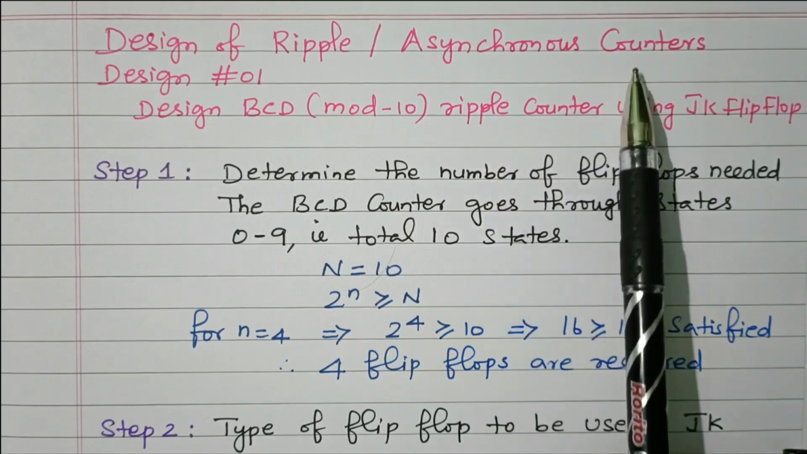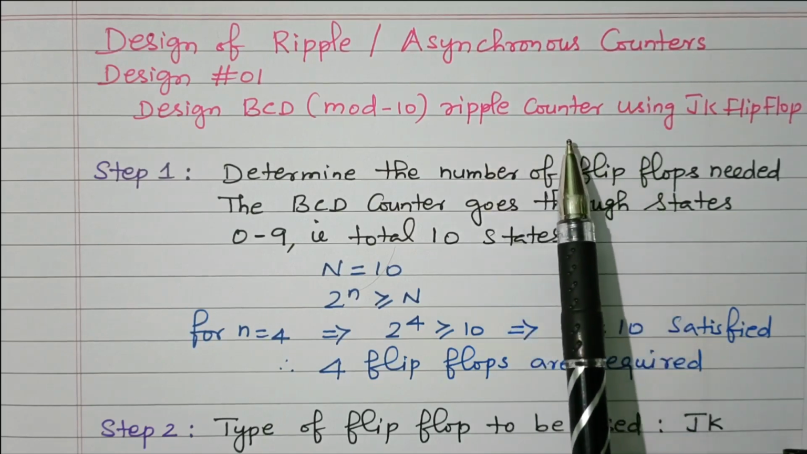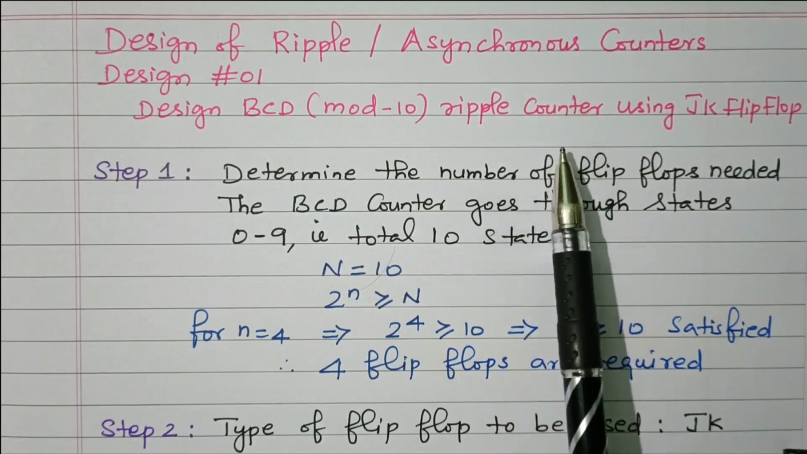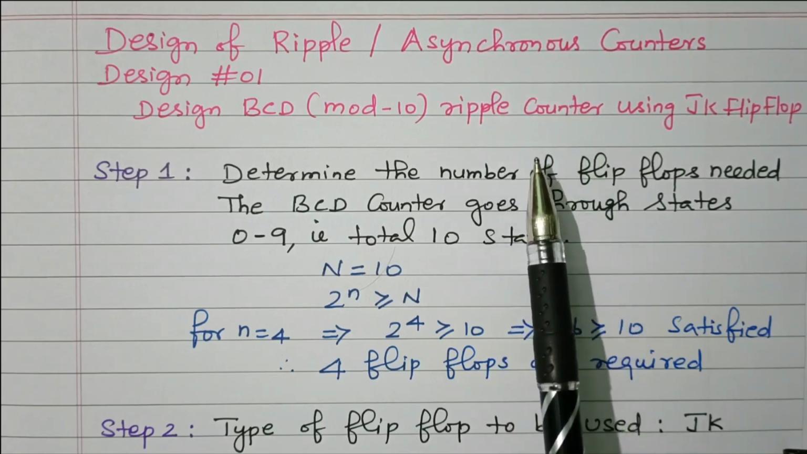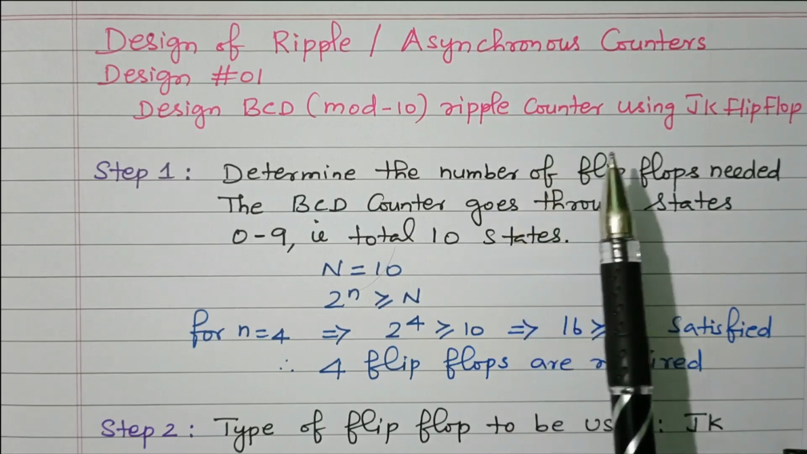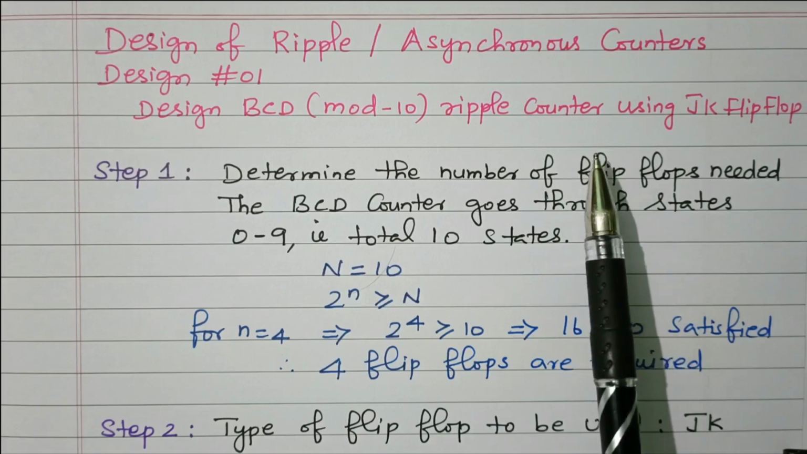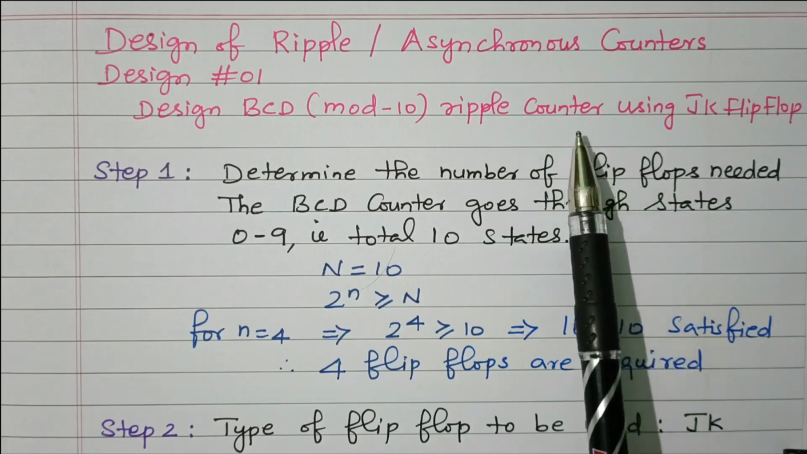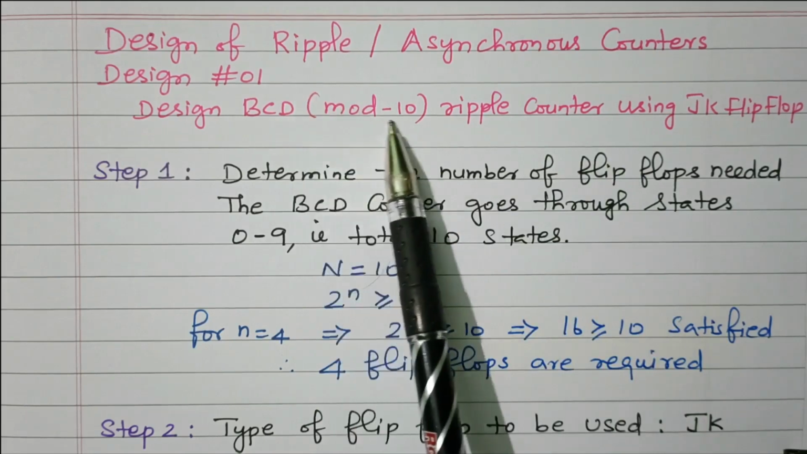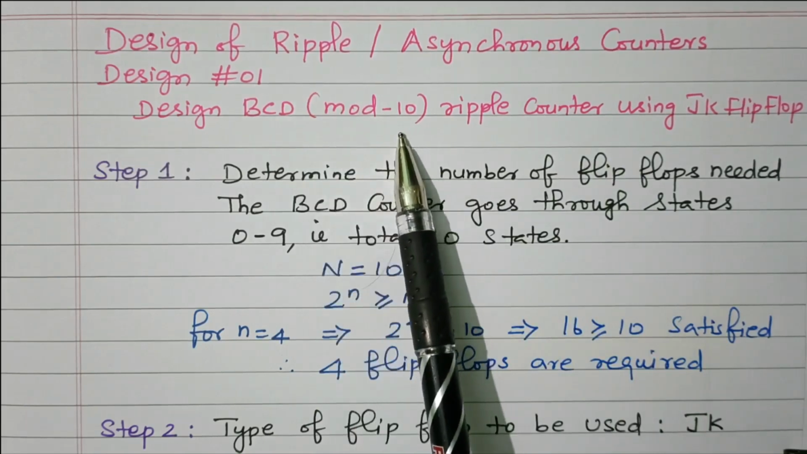We know that a counter is made up of flip-flops. In a synchronous counter, all the flip-flops receive the same clock pulse. In an asynchronous counter, the first flip-flop receives the clock pulse, and the output of the first flip-flop is given as the clock pulse to the second flip-flop. So the operation is not synchronized, so it is called asynchronous, also called ripple.